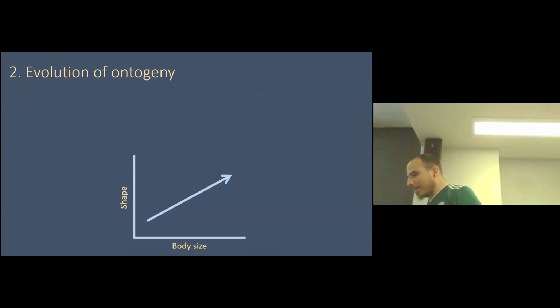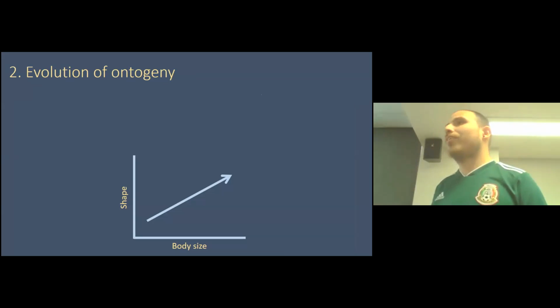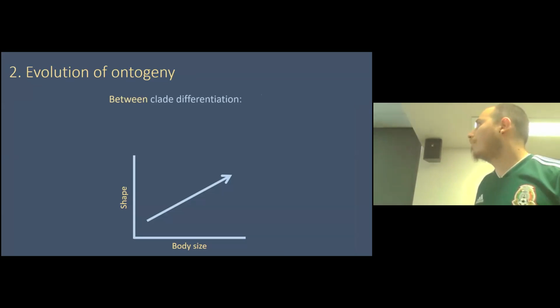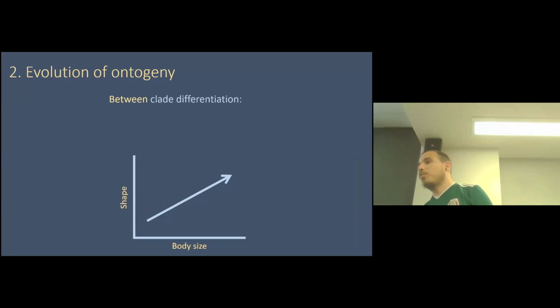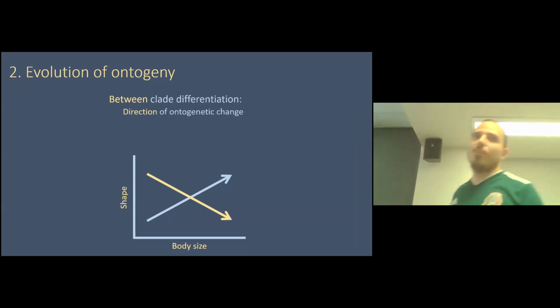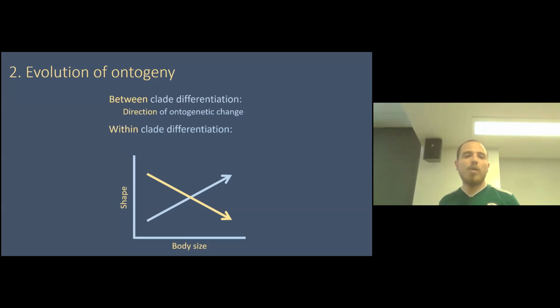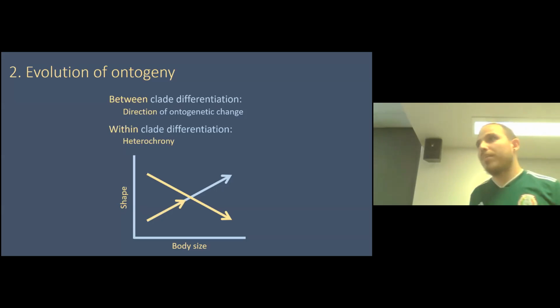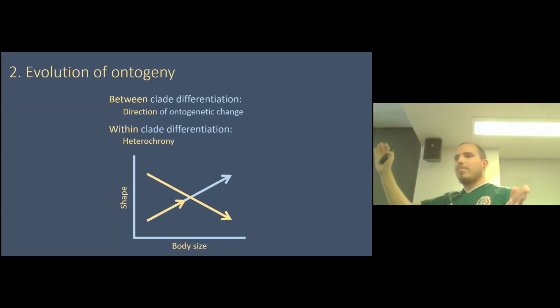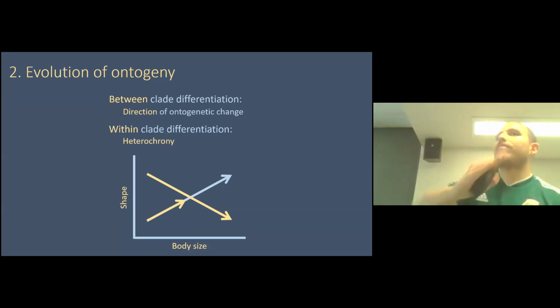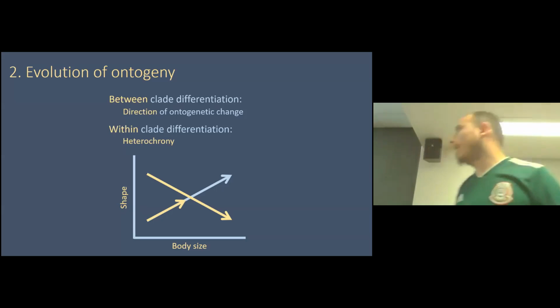And then we look at what ontogenetic changes are underlying the differentiation at different evolutionary scales. And we found out that morphological differentiation between clades is mainly caused by changes in the direction of ontogenetic change. But within-clade differentiation is mainly caused by changes along the same trajectory. Some are cutting it short, so they look more juvenile-like, and others are extending it, so they look more adult-like.